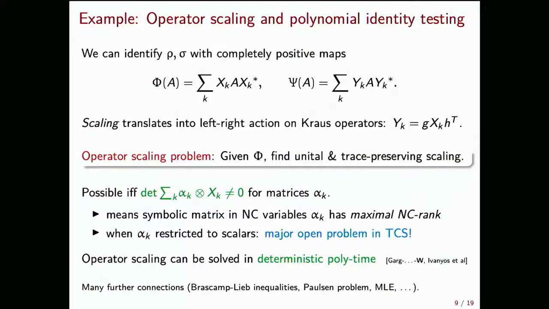And one dream, maybe in this larger program, is to connect this to the commutative version, known as the polynomial identity testing problem in theoretical computer science. So I gave you two motivations, quantum and TCS, polynomial identity testing. There are lots of other connections, analysis, operator algebras, statistics, and so on, that I don't want to go into. But it's a very universal problem, it appears.